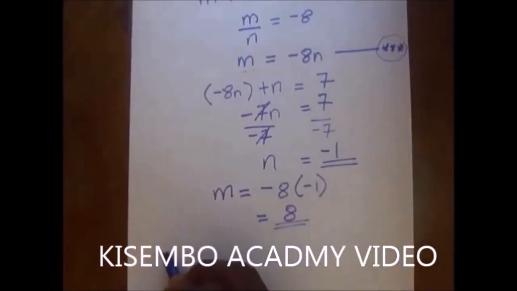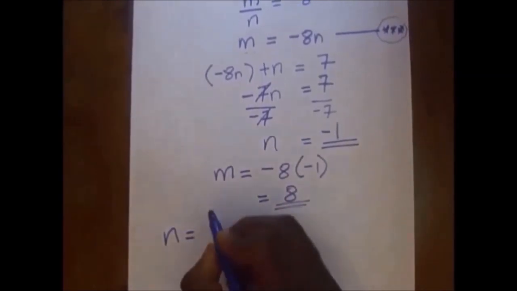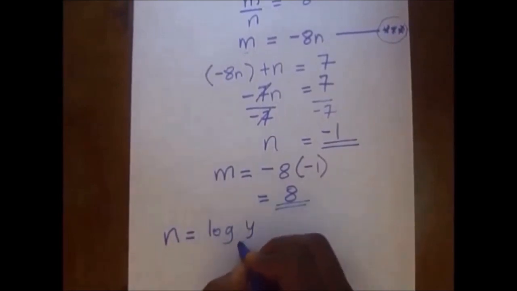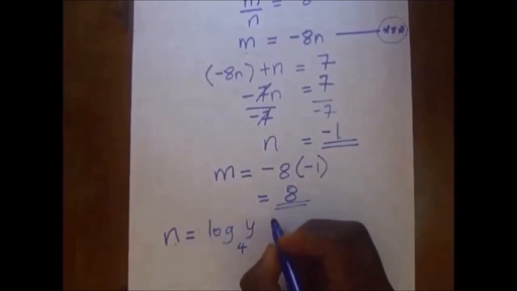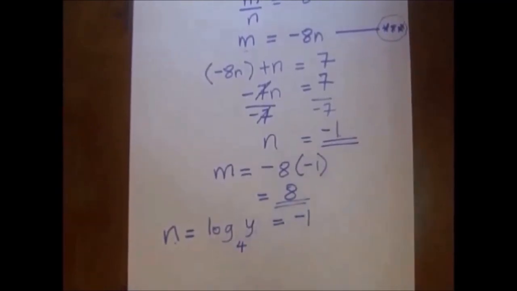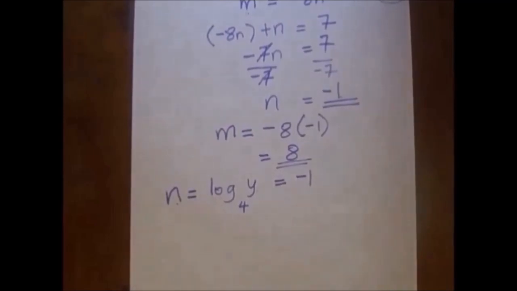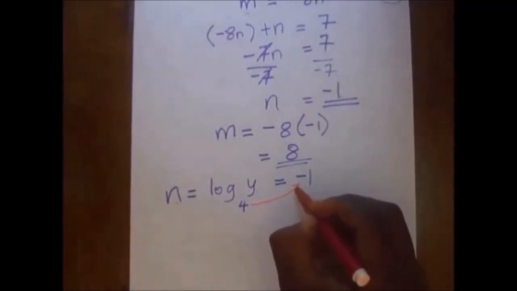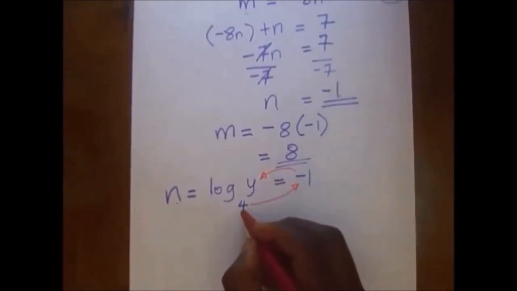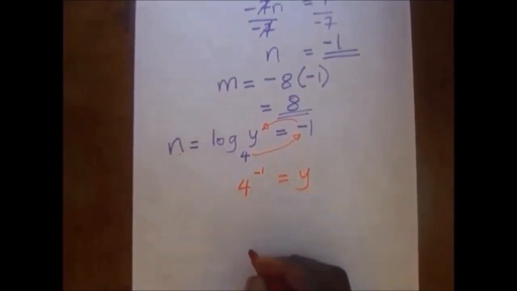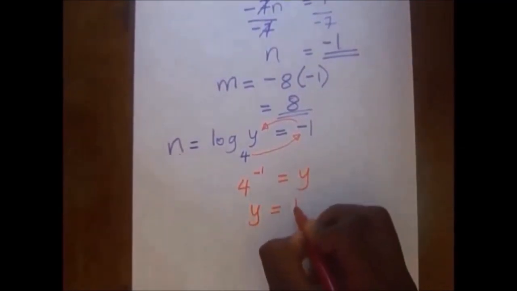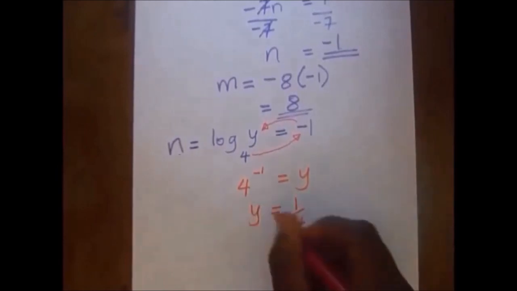But we know that n is equivalent to the log of y base 4. And we also know that n is equal to negative 1. So it means that this expression is going to be equal to negative 1. So we convert that into indices to find the exact value of y. So we say it is going to be 4 to the power negative 1 is giving us y. So we end up with y giving us 1 over 4. So our value of y is a quarter.